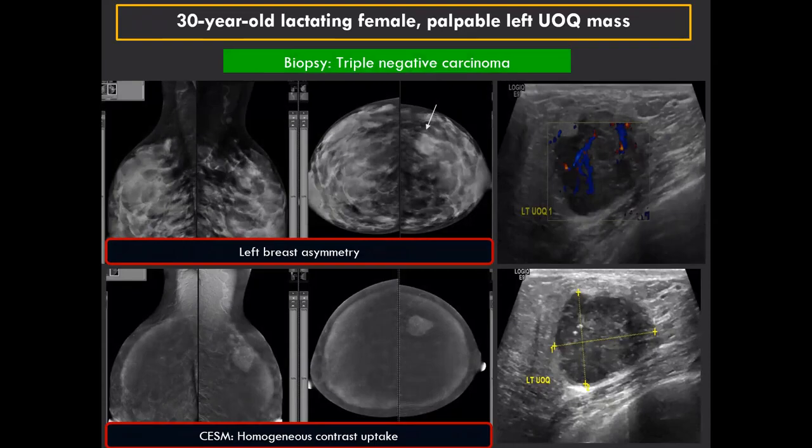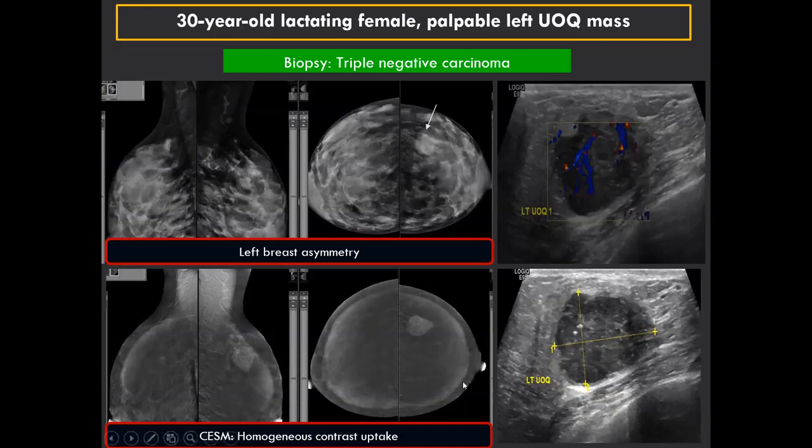And usually in this type of triple negative breast cancer, they respond well to chemotherapy, and the chemotherapy is usually given before the operation, which we call neoadjuvant chemotherapy, and not after the operation. And we have to follow up the patient to see whether she is a responder or not. And for this reason, contrast mammography is very important.